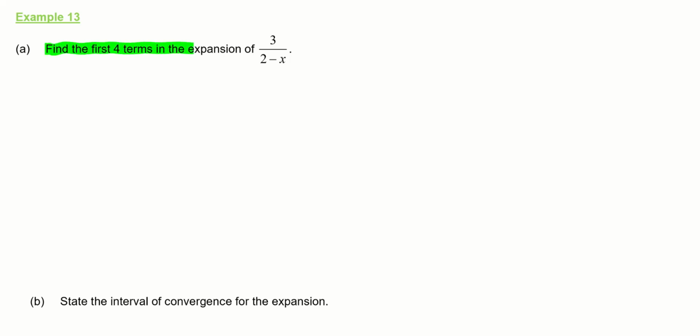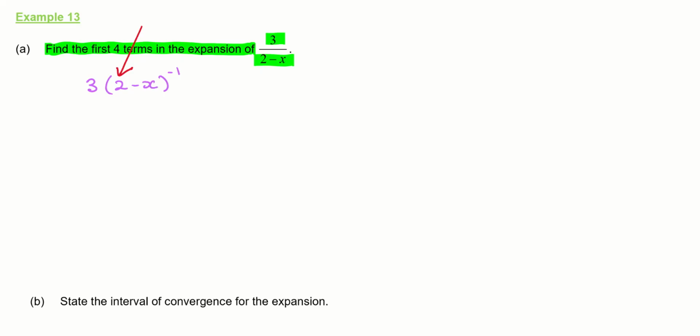Find the first four terms in the expansion of 3 over 2 minus x. And this is 3, 2 minus x to the negative 1. Now here we have a 2 at the start. We have to have a 1 when we're using this method for the binomial expansion. So we'll need to deal with that.